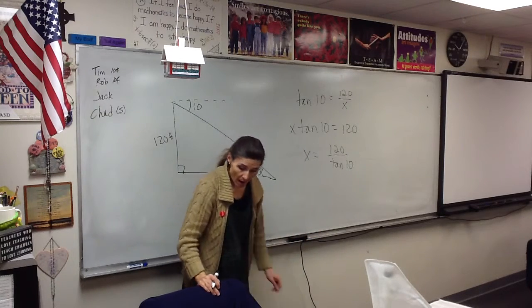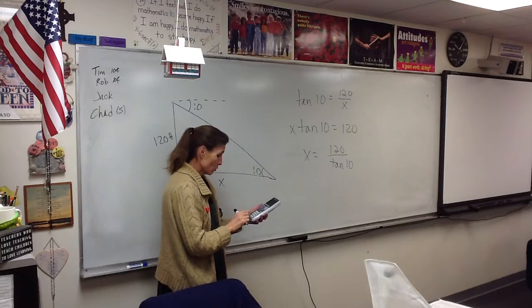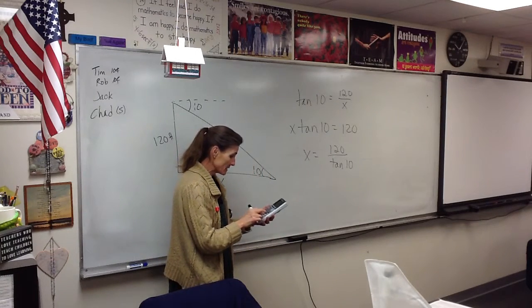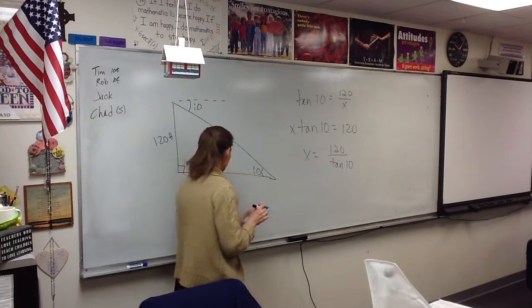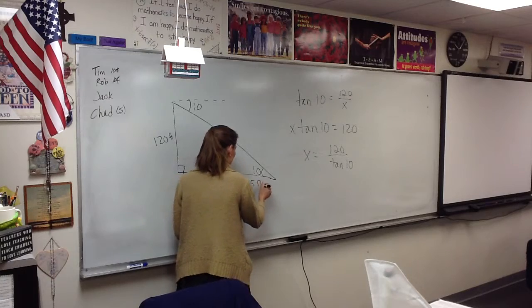Now, I don't need degree marks and all that stuff. I just need to type in 120 divided by tan 10. And that distance is 680.55 feet.